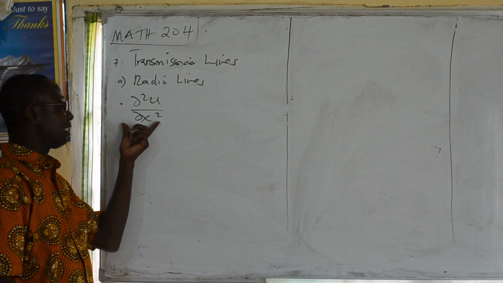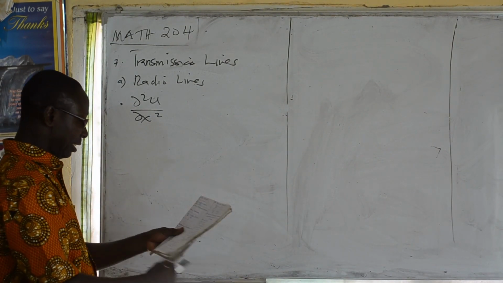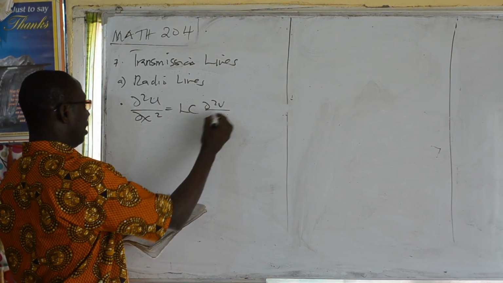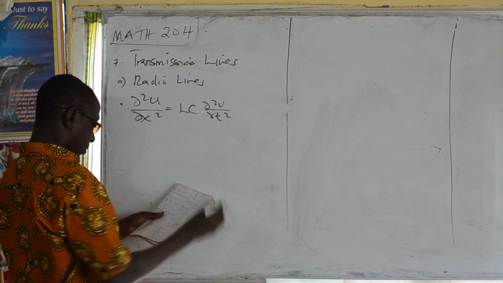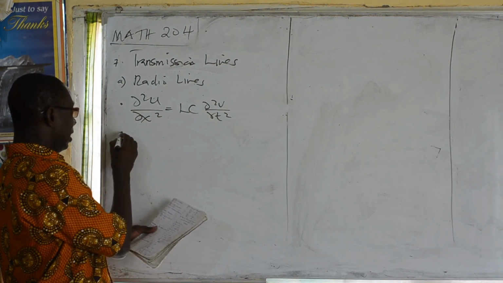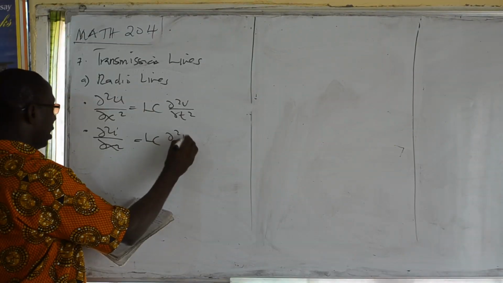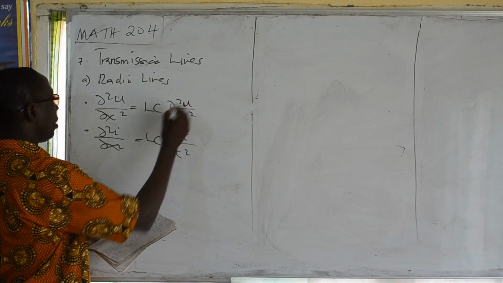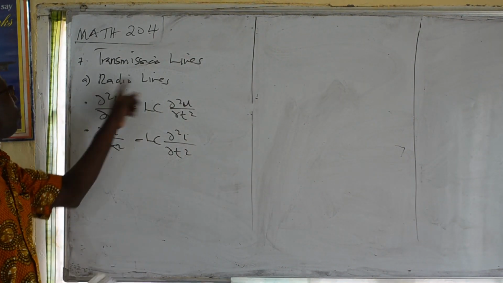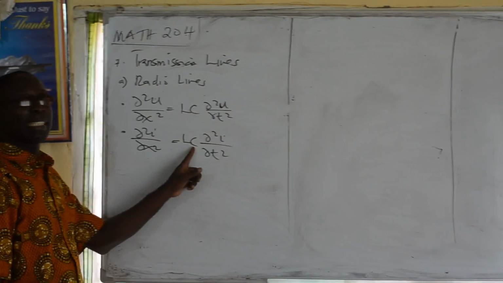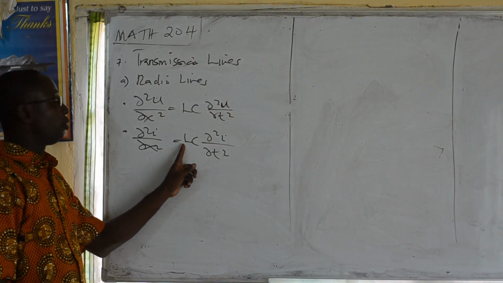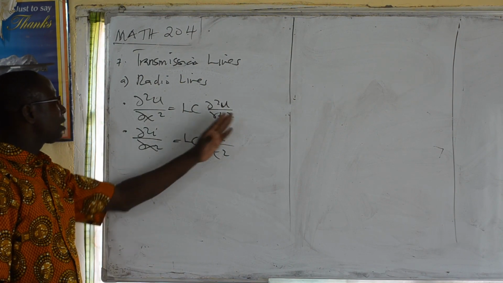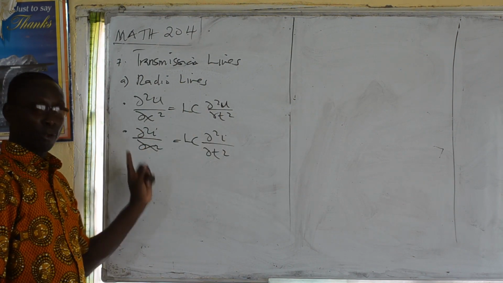Look at the radio lines. For the radio lines, the 2nd order equation is given as d squared u over dx squared equals LC d squared u over dt squared. Then there's a 2nd one, d squared I over dx squared equals LC d squared I over dt squared. The radio lines make use of capacitance and inductance. So notice carefully, both left and right hand sides are all 2nd order.